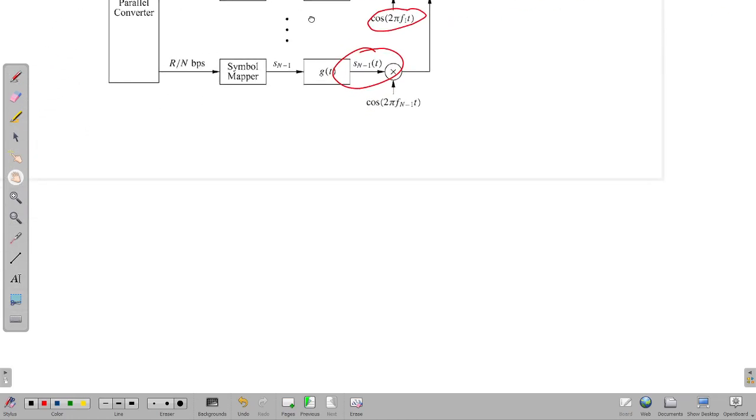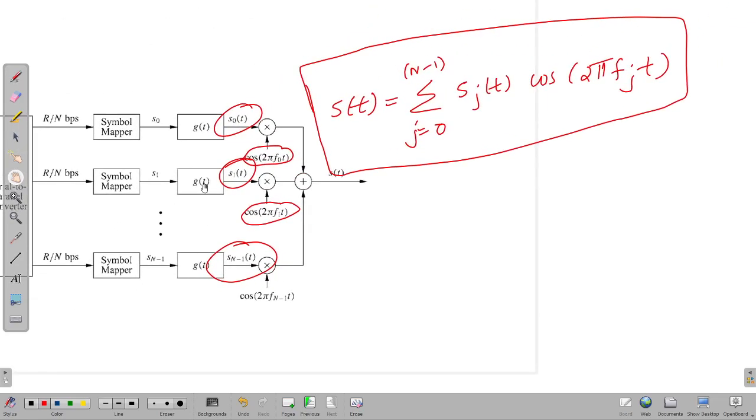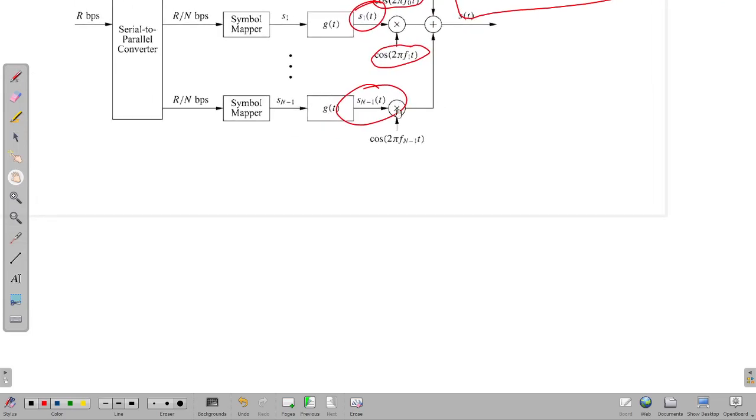And this signal is coming towards the receiver side. And how can you separate it out? How can you separate out each of these? I want to separate out S0 of T, S1 of T up to Sn minus 1 of T. How is it possible? From this summation of all these subcarriers, how is it possible to separate out one particular subcarrier? Let us see how we can work it out.